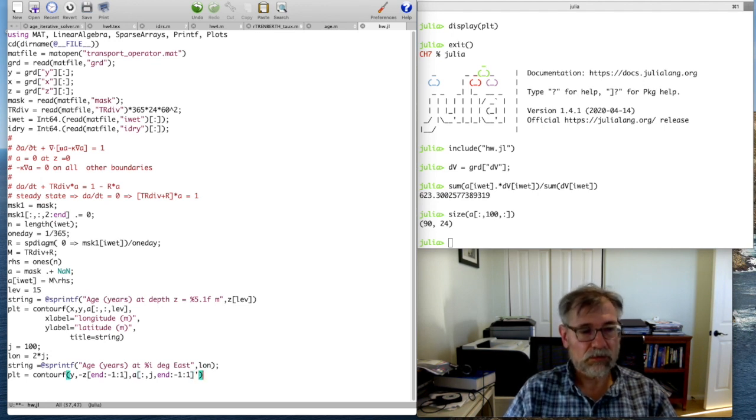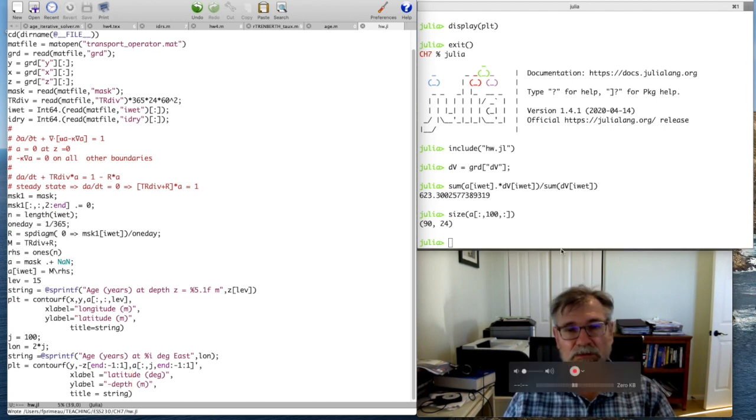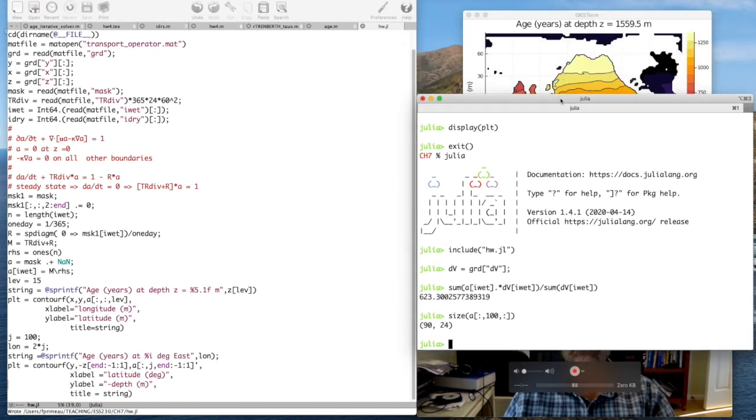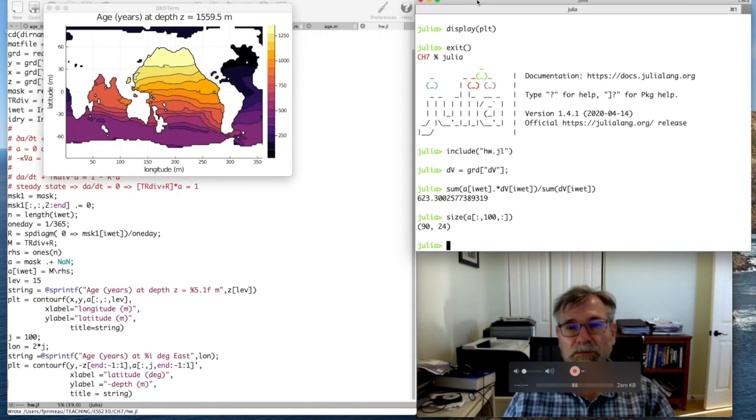All right, let's try. Oh, and then I would put in x label is latitude in degrees, y label is equal to minus the depth in meters, and then the title is equal to the string, which is the age, this formatted string. Save it and let's run it. Let's bring up my picture again. And I didn't kill it, so hopefully it'll work and I can plot on top of the old figure.